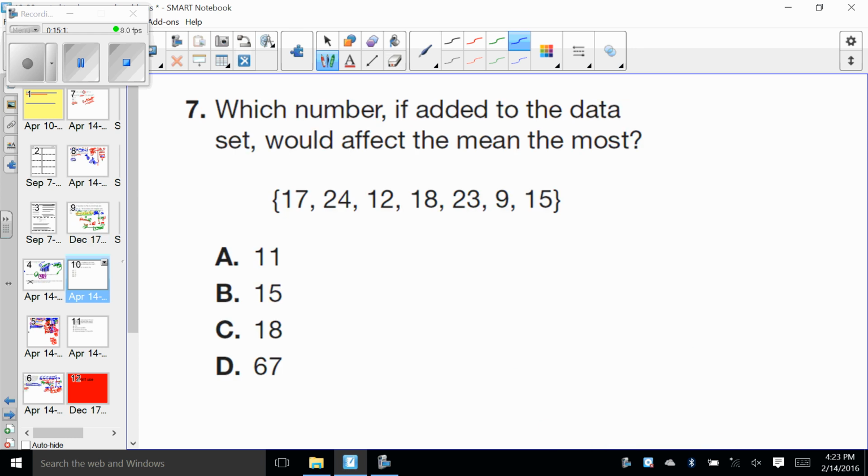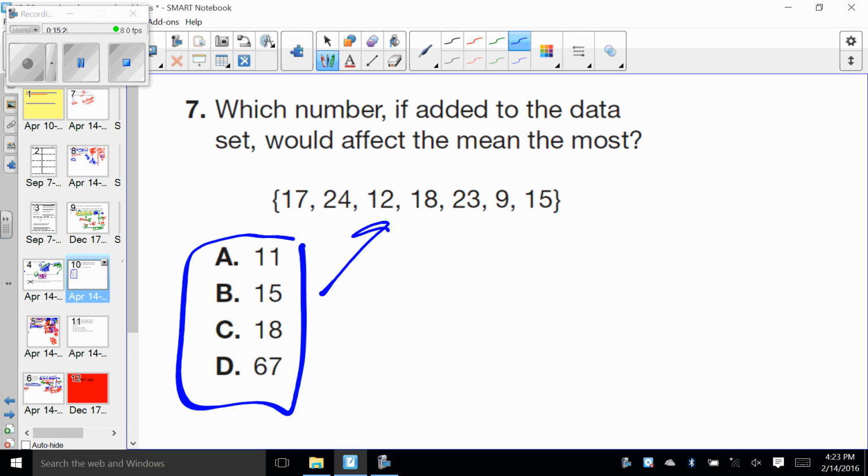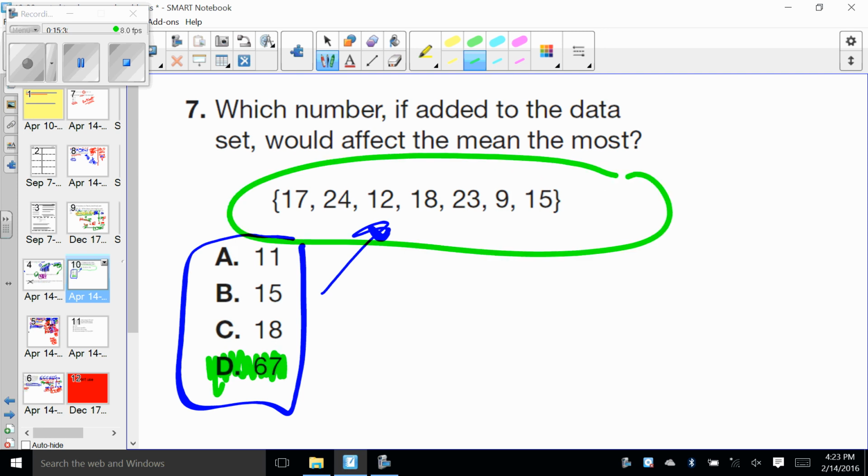Let's move to the next box. Box number 7. Which number, if added to the data set, would affect the mean the most? So if you were to make a change, which number would affect the mean the most? Looking at these numbers, which one would make the biggest effect? Really, we're looking for the outlier, something that just isn't fitting into that data. D, 67 would not fit into that data set, so we would say D for sure.